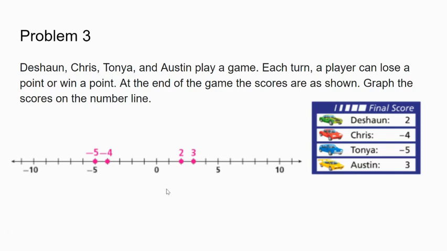So here in the pink, we have graphed all of the points that each person has won. So Tanya won -5 points, Chris had -4 points, Deshaun had 2 points, and Austin had 3 points.